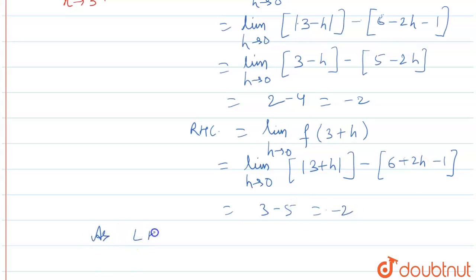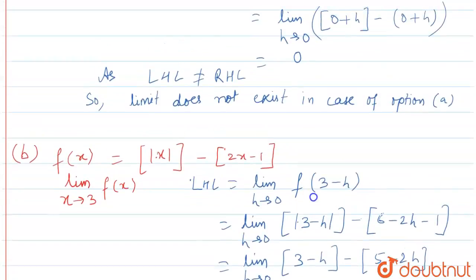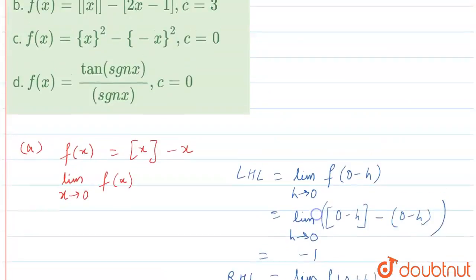As LHL equal to RHL, so limit exists in case of option B.